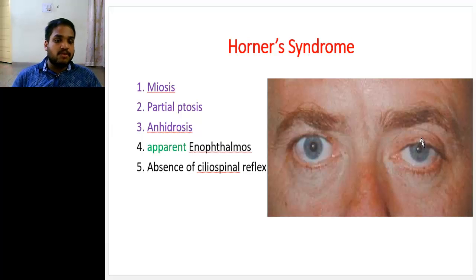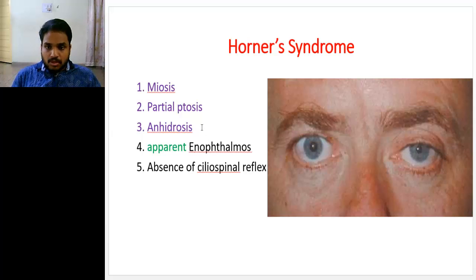So that is the difference between oculomotor nerve palsy and Horner syndrome. In Horner syndrome, the ptosis is only partial. And in oculomotor nerve palsy, you will get a down and out eye with a dilated pupil. Here the pupil is constricted, miosis. So these are the features that differentiate.